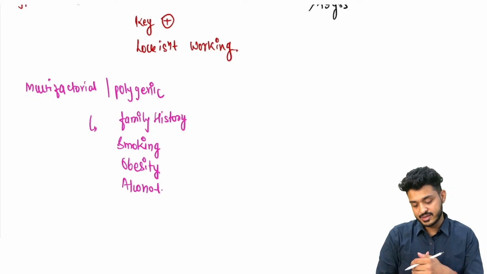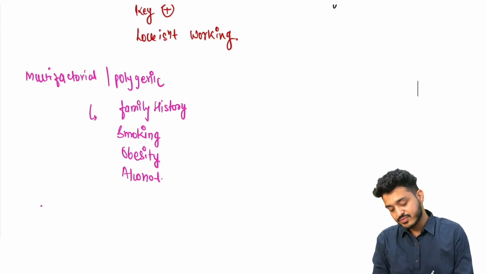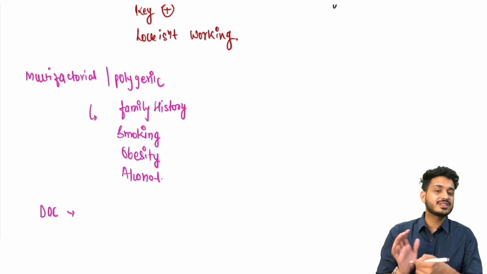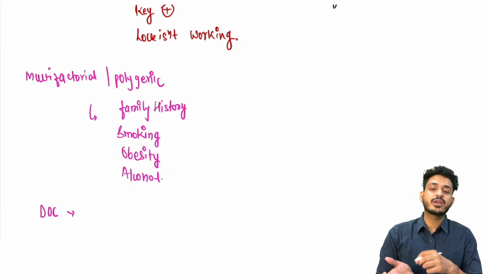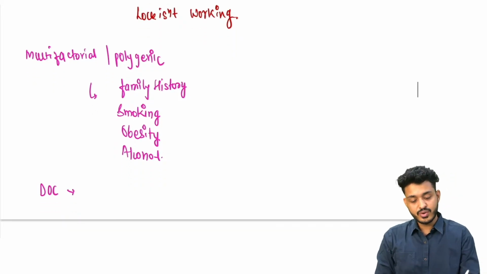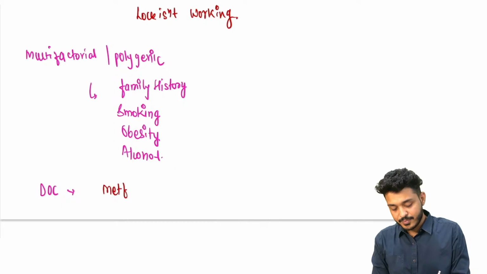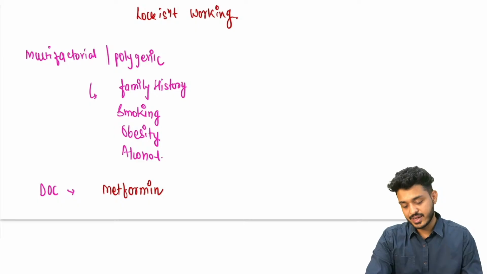and it is very common nowadays. So what is going to be the drug of choice if you are having this type of problem? If a lock is there, a key is there, but this key is not going to open the lock, what will you do? You will put oil, right? What is going to be the oil here? The drug of choice is going to be Metformin in this particular case, right?